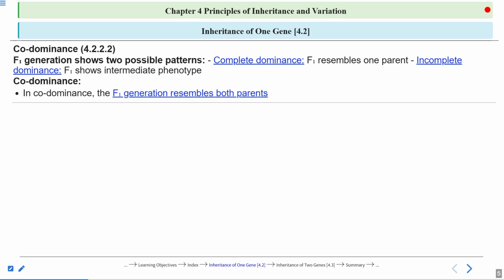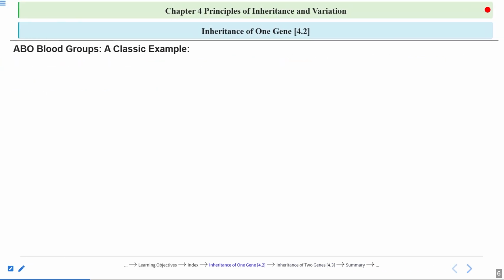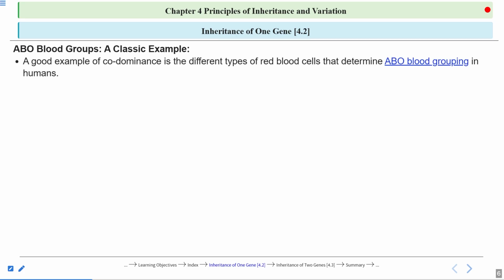Now let's understand the mechanism behind codominance. We'll take the example of the ABO blood group. This is a classic example of codominance. A good example of codominance is the different types of red blood cells that determine the ABO blood grouping in humans. So there are different types of red blood cells, and these red blood cells determine the ABO blood grouping in humans. Let's understand what this means.